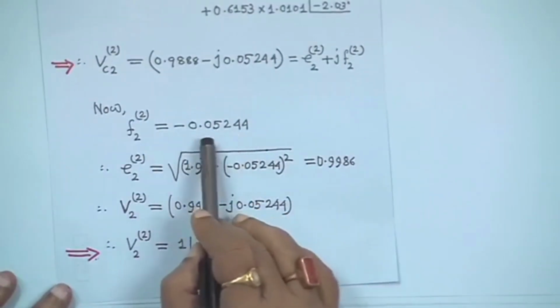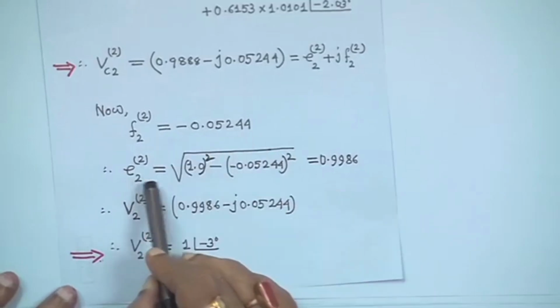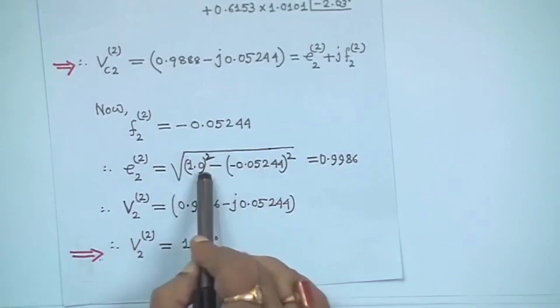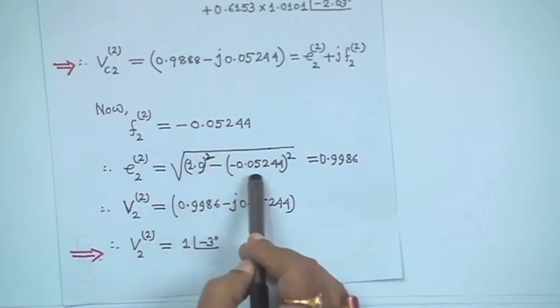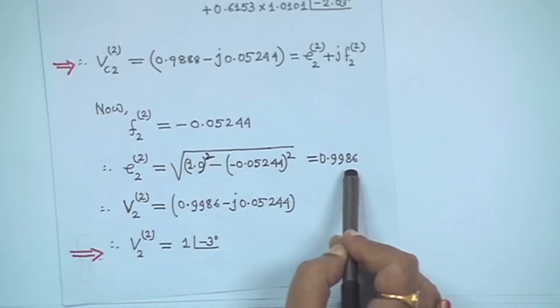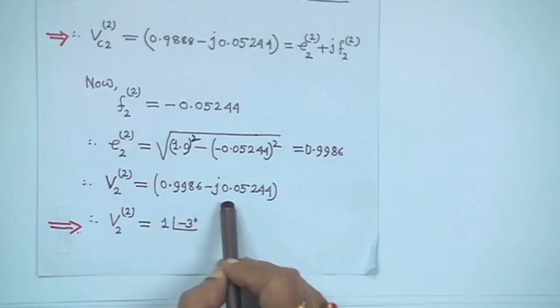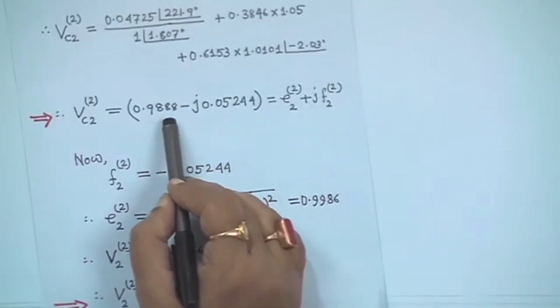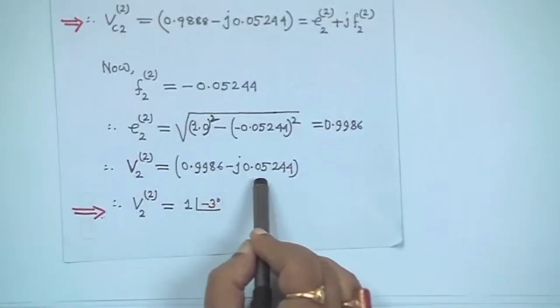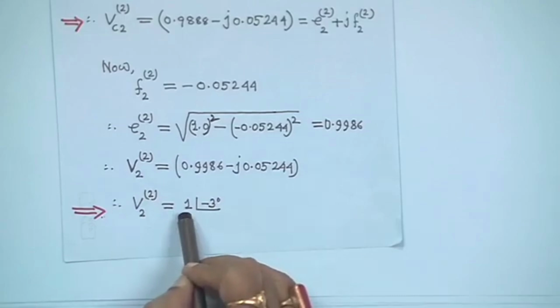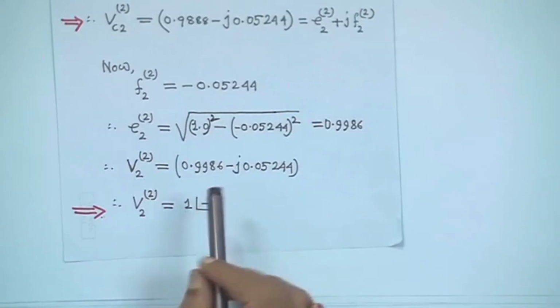Now, F2 we are retaining, taking it as minus 0.05244, but E2 has to be computed because the voltage magnitude at bus 2 has to be held constant. So it is 1. E2 is the square root of 1.0 squared minus minus 0.05244 whole squared, and that comes to 0.9986. That means V2 is 0.9986 minus j 0.05244. Although with the reactive power injection it was coming like this, it is corrected now. So V2 has magnitude 1 and angle minus 3 degree. The magnitude is fixed again, and only the angle is varying.